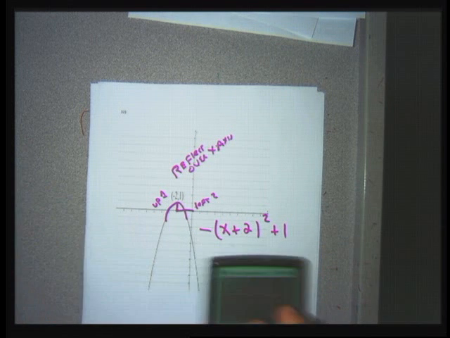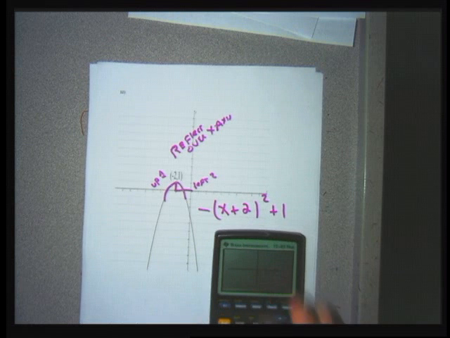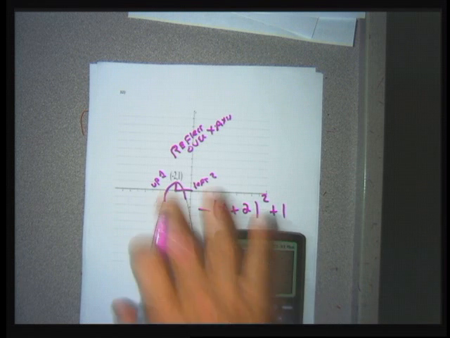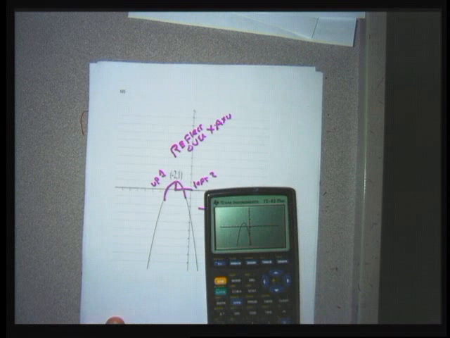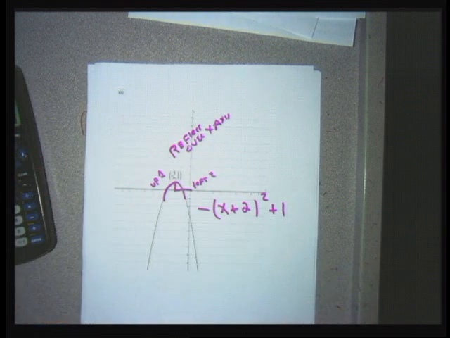I'm going to check on my calculator to make sure that this function that I've written matches that graph at least reasonably well. So I'm going to go negative parentheses x plus 2 quantity squared plus 1, hit my graph, and it looks so much like that I feel good that my answer has to be correct. So this is all you're going to be responsible for in this section.